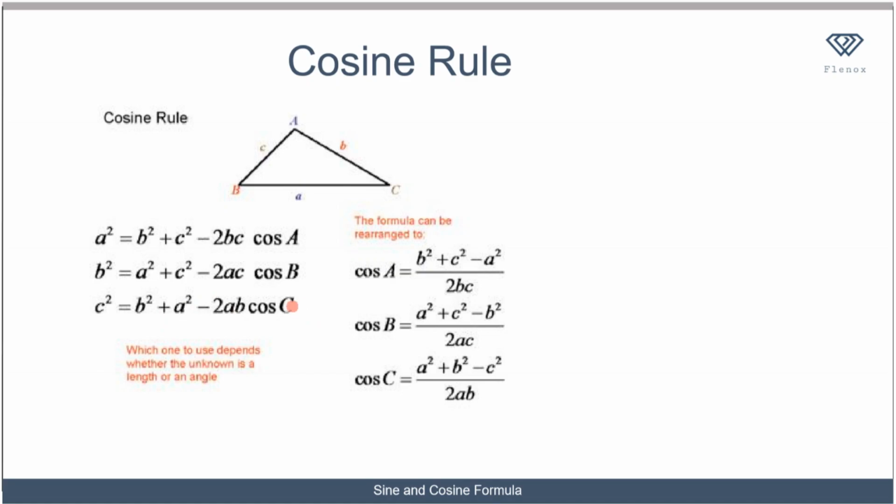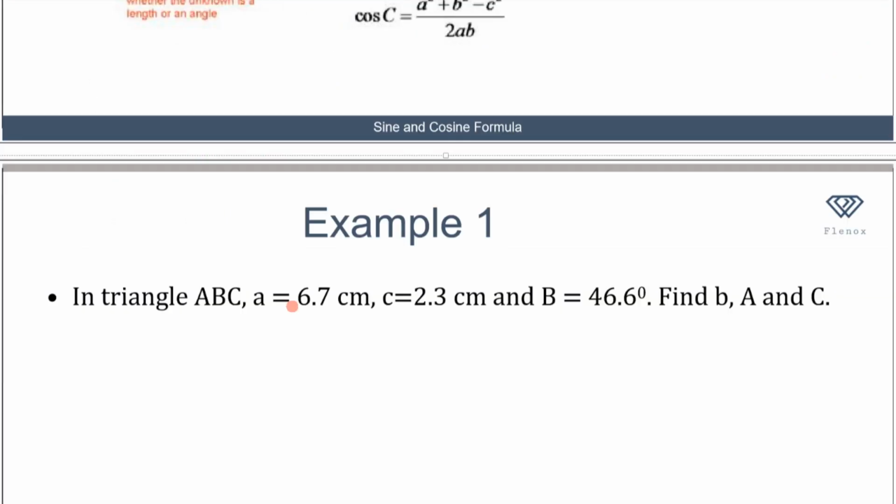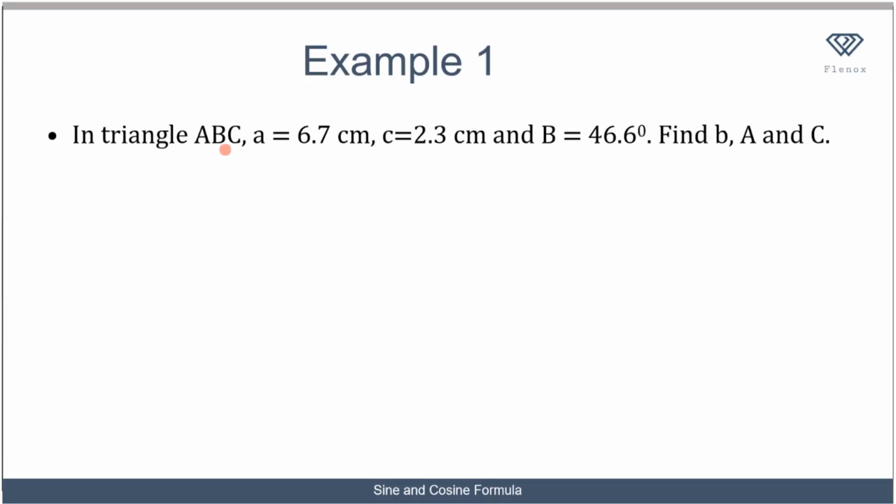So the formula you use depends on what is known, what is unknown, and what you're trying to look for. Let's try to walk through some examples. Here we are told that in a triangle ABC, A is equal to this, C is equal to this, and B is equal to this. Find length B, then angle A and angle C.